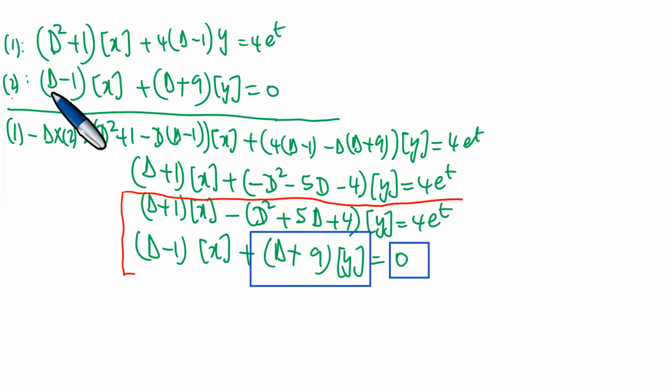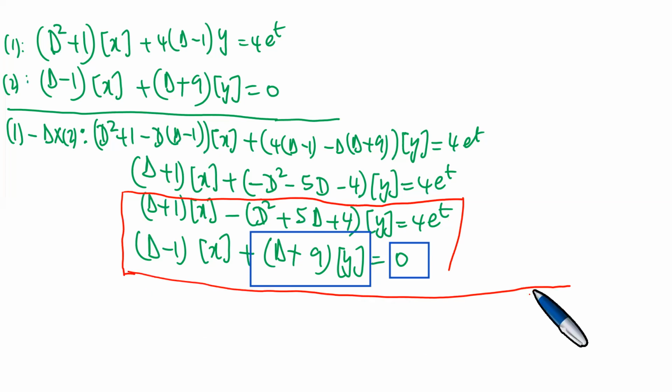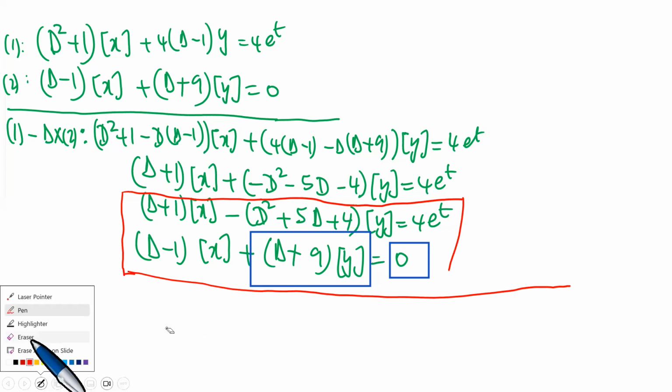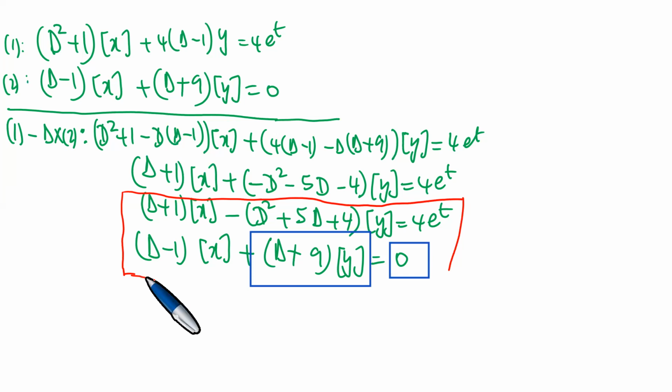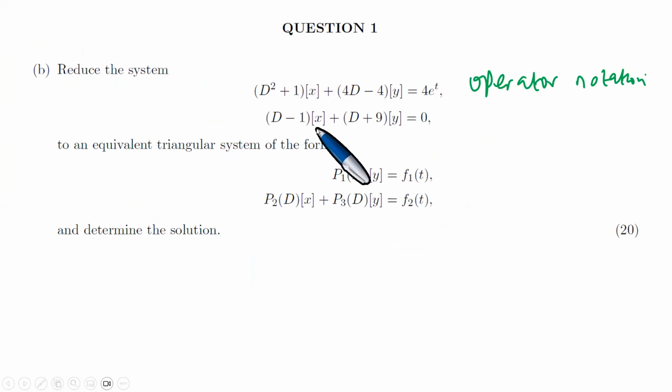Okay, you are asking where the D + 9 is coming from? How did you get the D + 9? It is from here. It's given in the question: (D − 1)x, (D + 9)y. It's equation 2. So we just wrote equation 2 again.